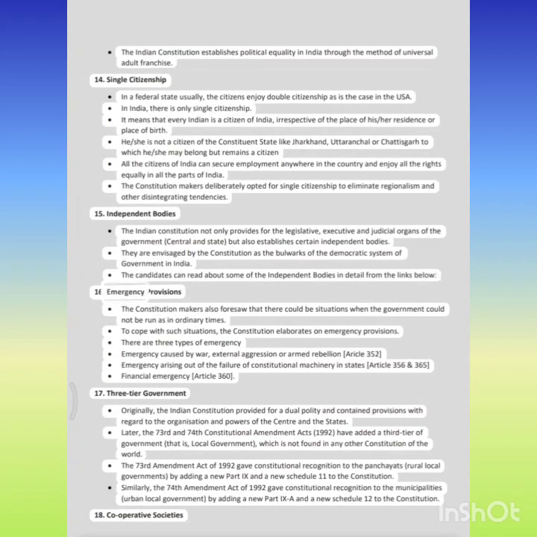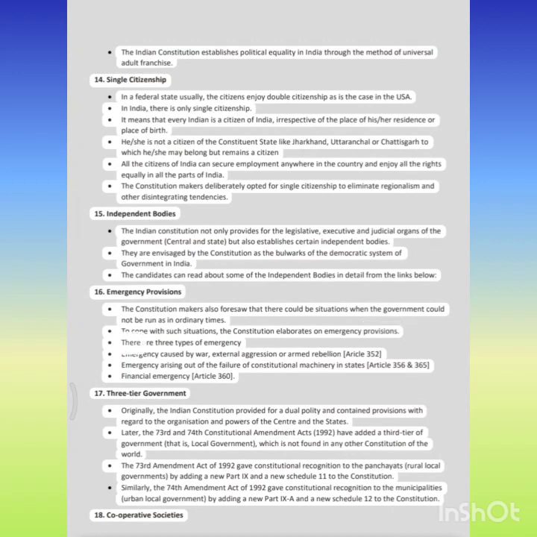16. Emergency provisions. The Constitution makers also foresaw that there could be situations when the government could not be run as in ordinary times. To cope with such situations, the Constitution elaborates on emergency provisions.